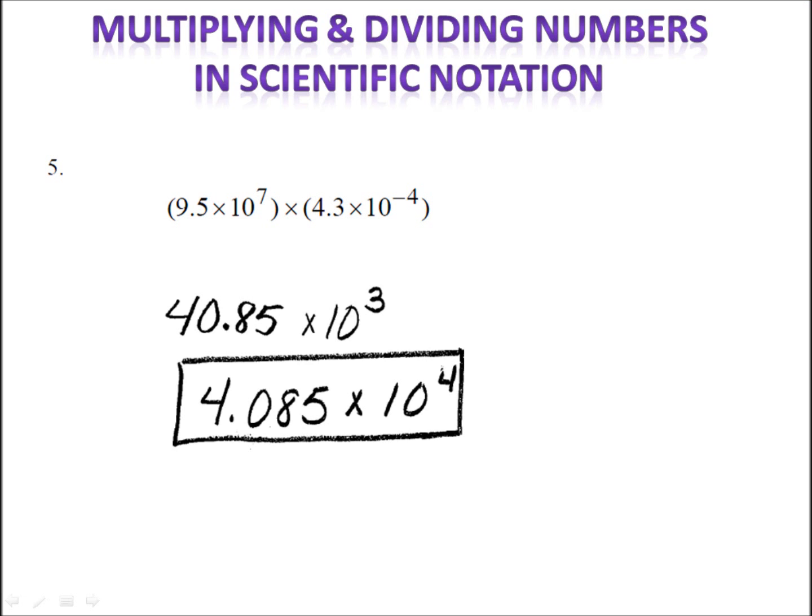We began by multiplying 9.5 by 4.3. That's 40.85. Then we multiplied our powers of 10. 7 plus negative 4 is 3. 40.85 times 10 to the 3rd. I need to move my decimal point one place to the left, so I have 4.085. Because I moved to the left one place, Lars tells me I'm going to add 1 to my exponent, so it's times 10 to the 4th.